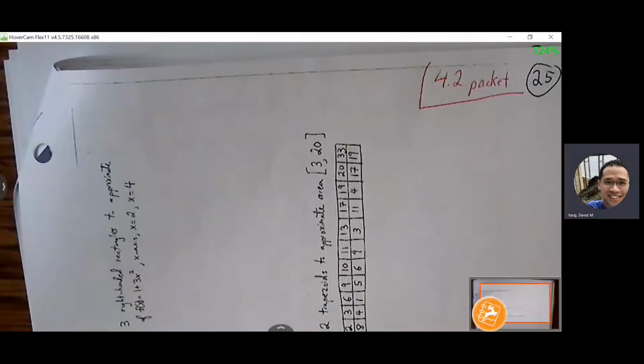This page here, page 25. This is the 4.2 packet. I think I looked though. I have these two. Okay, thanks. Okay, so page 25.